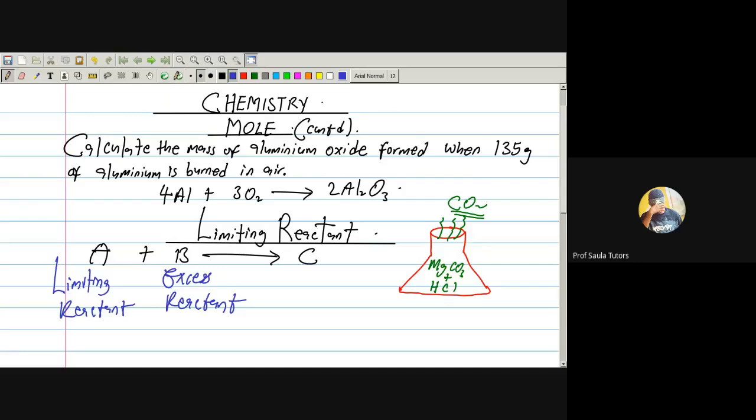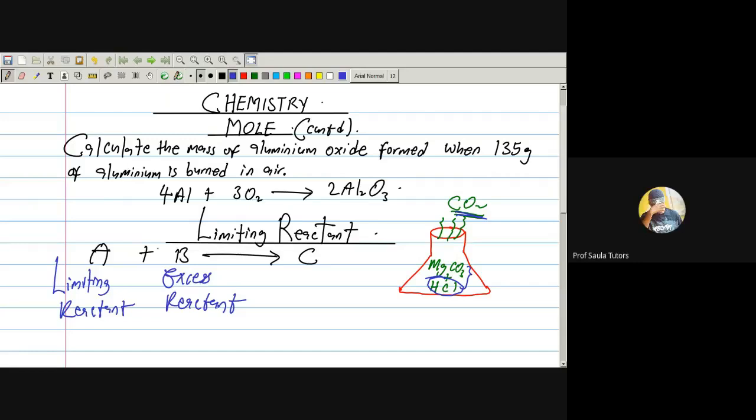What does that mean? It means that whenever the limiting reactant gets used up, that's where the reaction will stop. Are we together? Exactly. So when the limiting reactant is used up, nothing will happen again. In this case of magnesium carbonate and hydrochloric acid, let's assume that hydrochloric acid got used up in this reaction. There will be no evolution of gas again, because one of the reactants has been used up. That reactant that has been used up is called the limiting reactant. Hope that is clear.